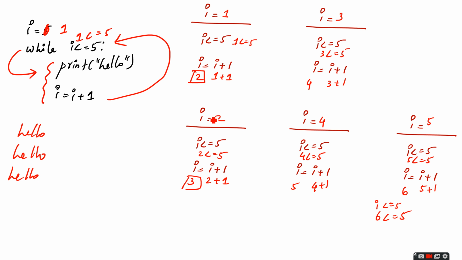Print hello. Then I equal to I plus 1. 3 plus 1, it is 4. Now the value of I is 4. Then we will go back to the loop. I equal to 4. 4 less than or equal to 5. I equal to I plus 1. 4 plus 1, it is 5.